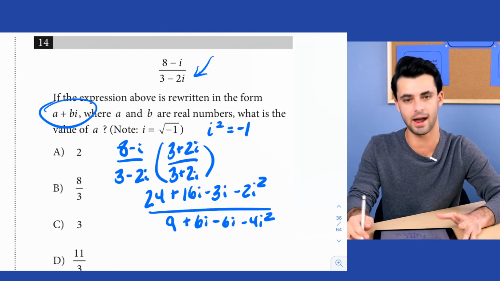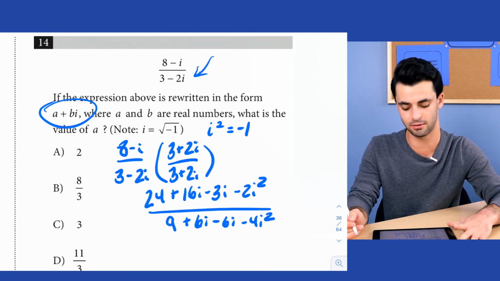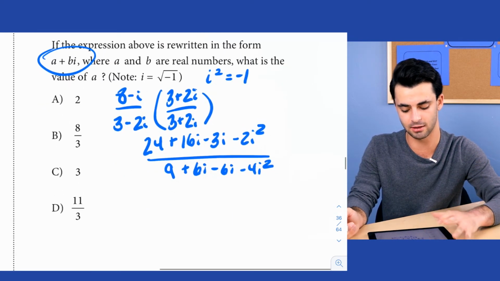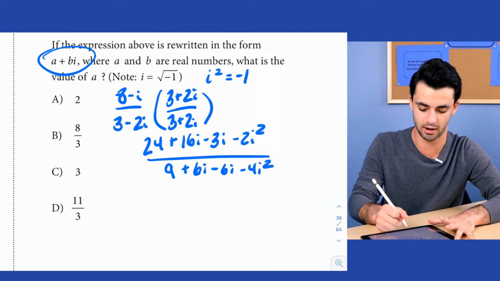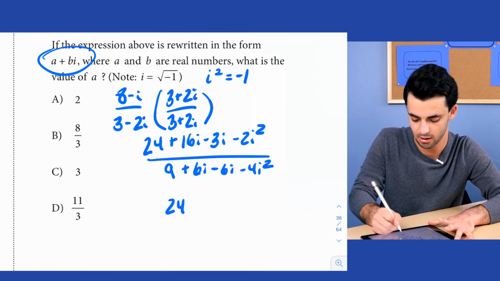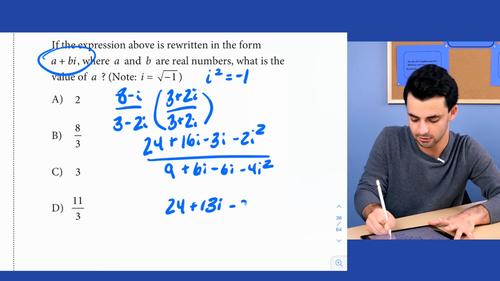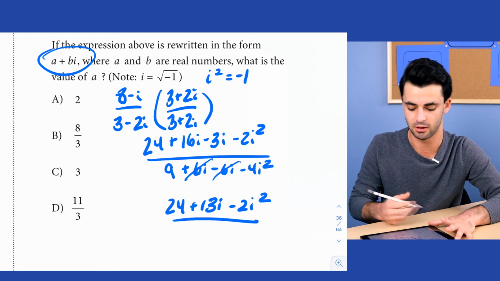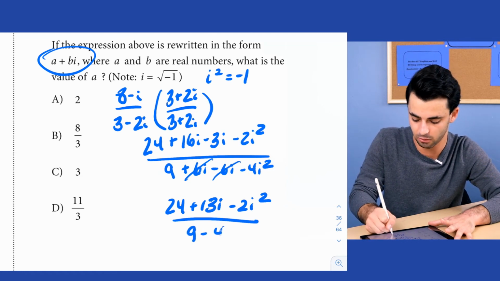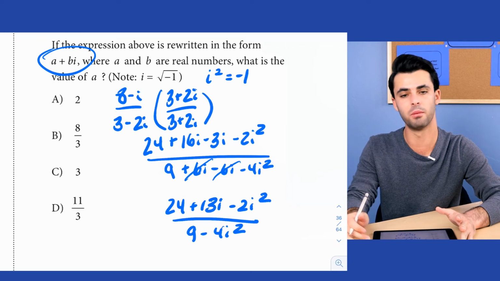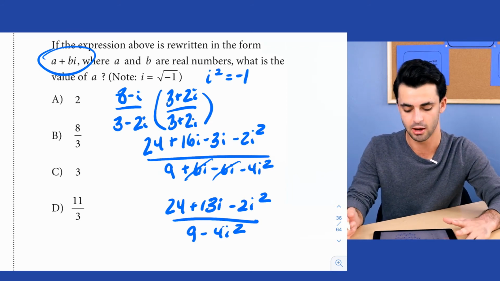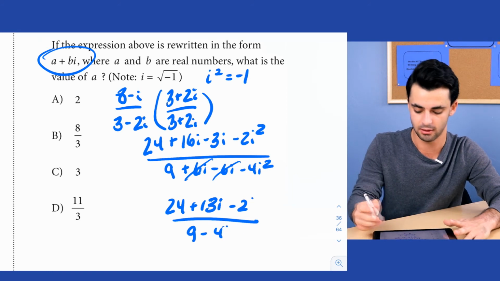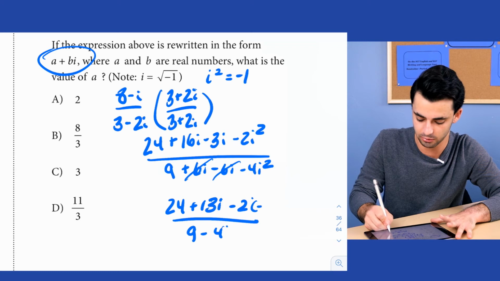And I see here that I actually have some like terms. 16i and negative 3i in the numerator, and 6i and negative 6i in the denominator. 16i and negative 3i is going to combine to give me 13i. So I can rewrite the expression as 24 plus 13i minus 2i squared over, well, 6i and negative 6i actually just cancel. So the denominator becomes 9 minus 4i squared. And now remember that i squared equals negative 1. So instead of having i squared in my expression, I want to replace it with negative 1.